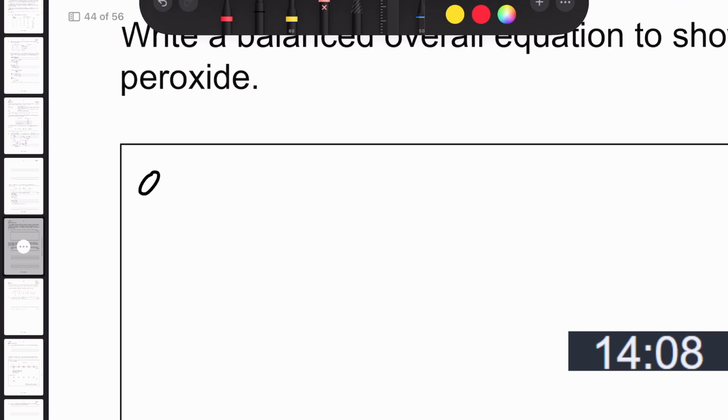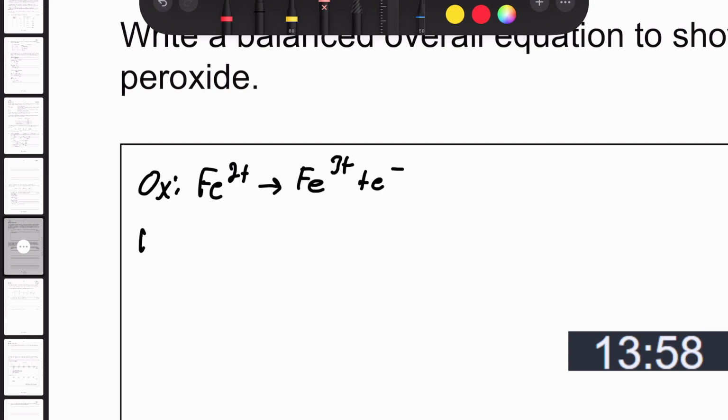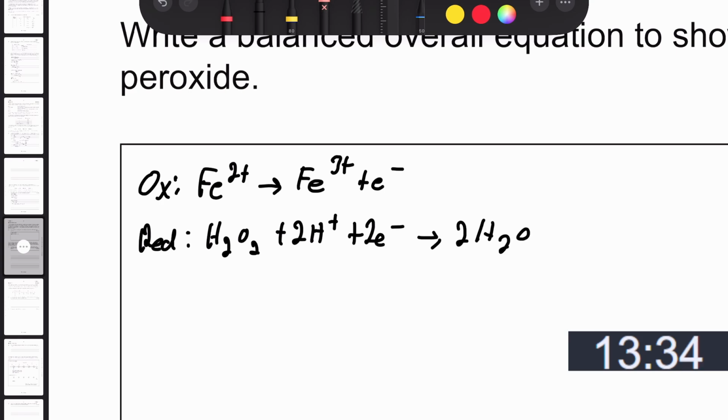So let's see, oxidation is going to be Fe2+ to Fe3+ plus an electron. So then reduction is H2O2. H2O2 plus 2H+ plus 2e- gives 2H2O.